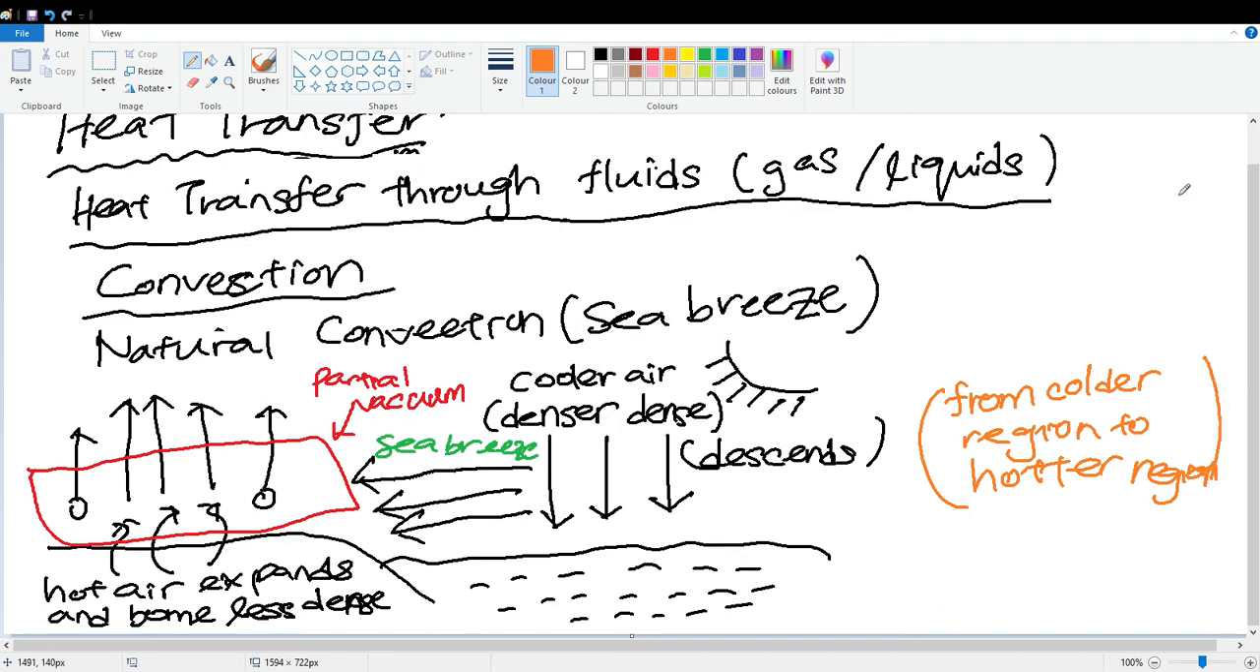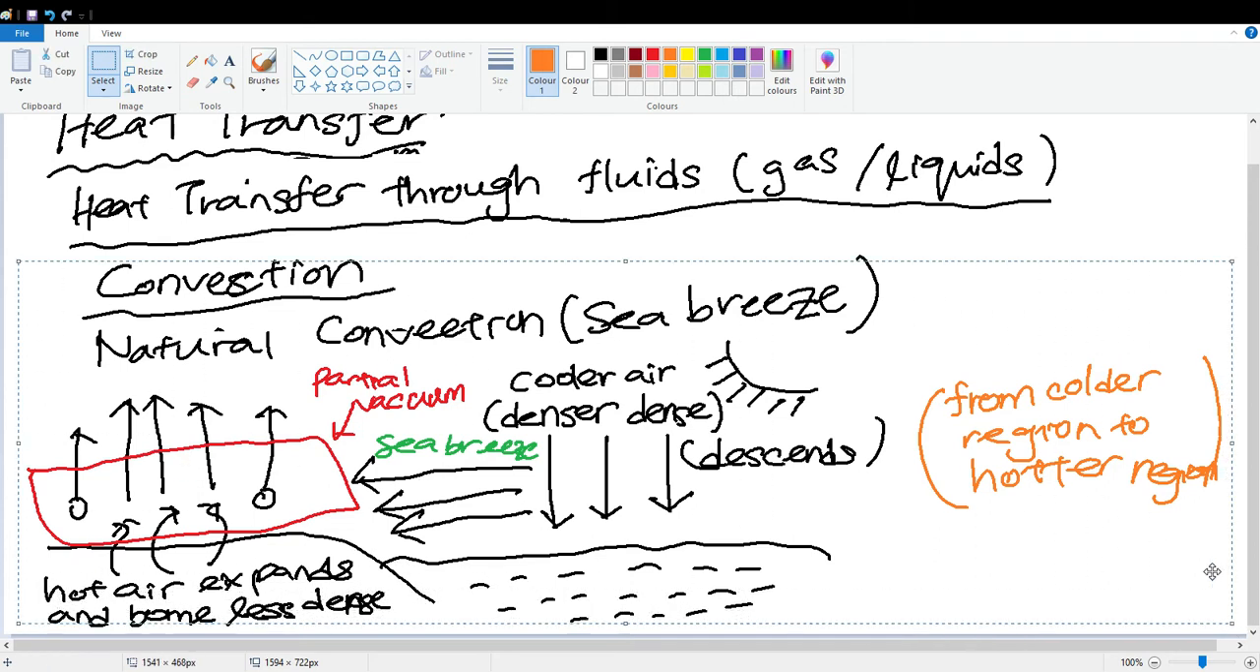Okay, so since there's a partial vacuum, I repeat again. So since there is a partial vacuum, and hence the cold air tends to spread itself, and hence to occupy this partial vacuum. Okay, so this is one of the examples of natural convection. Okay, so we have done for this part.